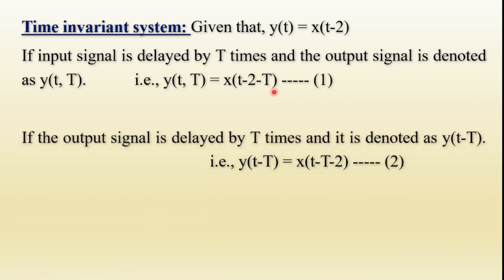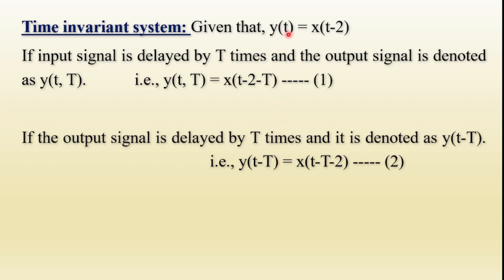And second step, if the output signal is also delayed by capital T times, in this case, the resultant output signal is denoted as y of t minus capital T. Here how to calculate y of t minus capital T? The y of t minus capital T value can be determined as, in the given system, small t is replaced by t minus capital T, we get the y of t minus capital T value.